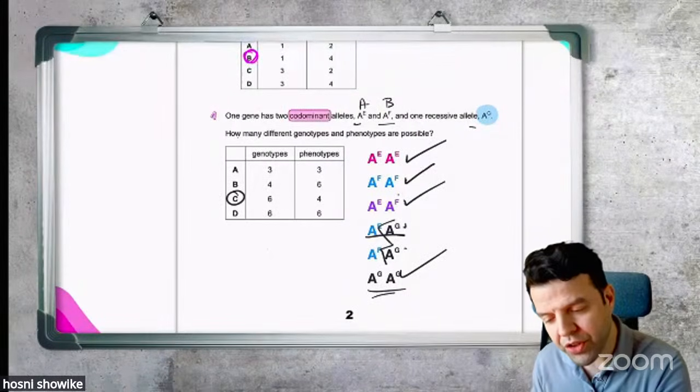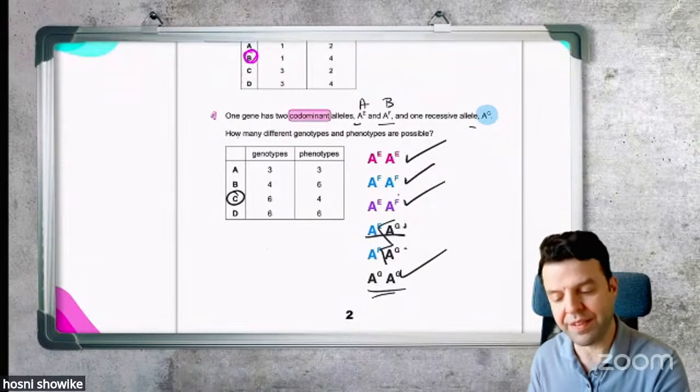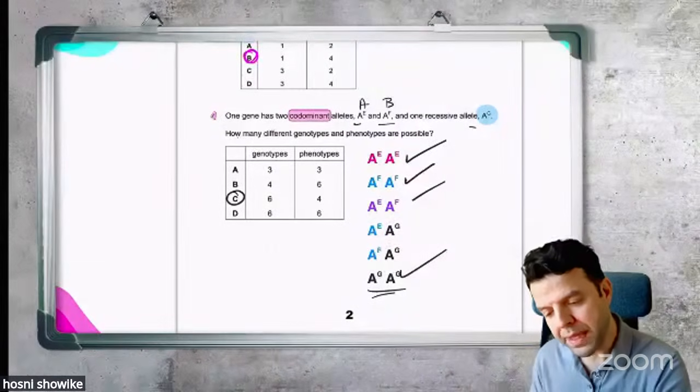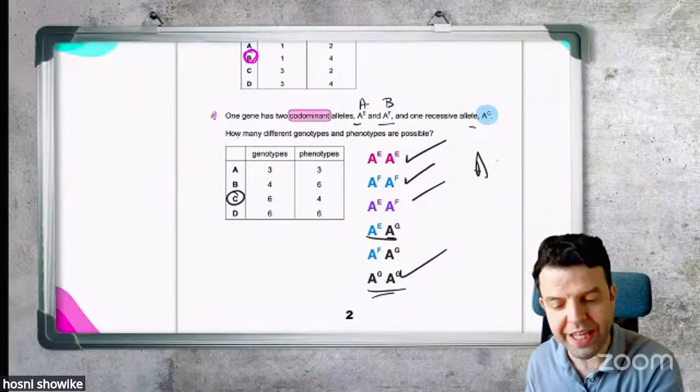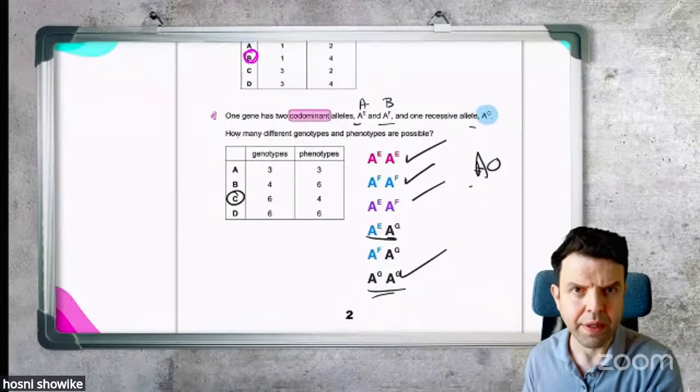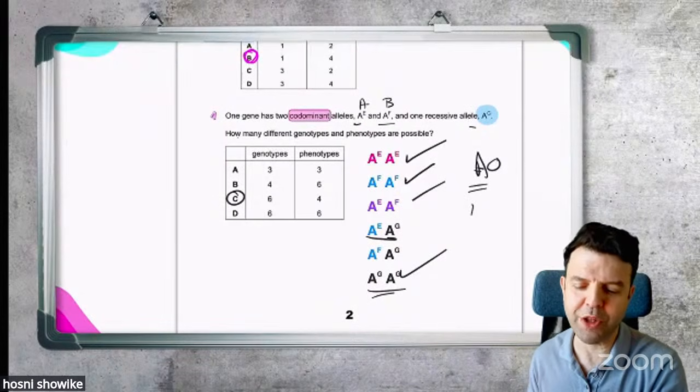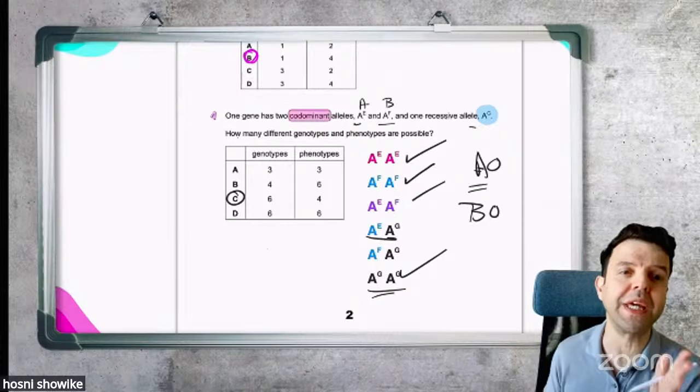Again, why did I consider EG as a phenotype? Because it's going to be the same as E. If someone's blood group is AO, his blood group is A. Someone's blood group is BO, his blood group is B. See?